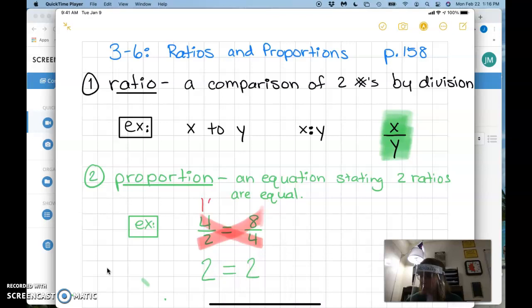So what is 4 times 4? 16. And what is 8 times 2? 16. So do the two sides equal each other? Yes, so that is indeed a proportion.